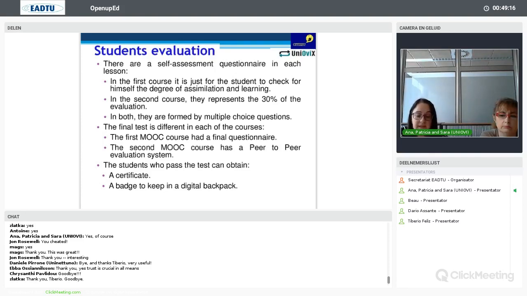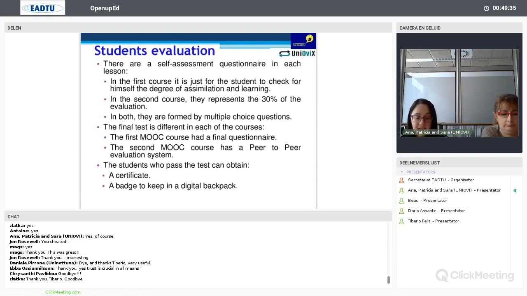In any case, when they make their choice, they receive feedback with an explanation of why it was the right answer or why it was not. By doing this, the evaluation itself helps to settle the knowledge. In order to evaluate the acquisition of knowledge, the first MOOC course has a final questionnaire.